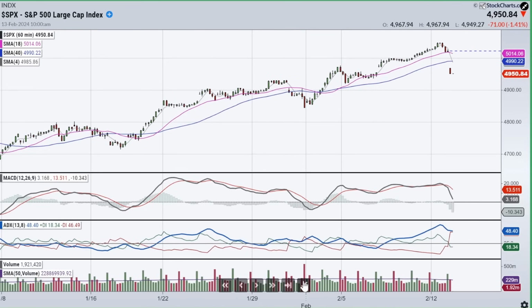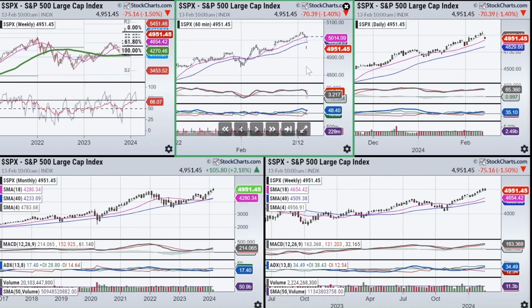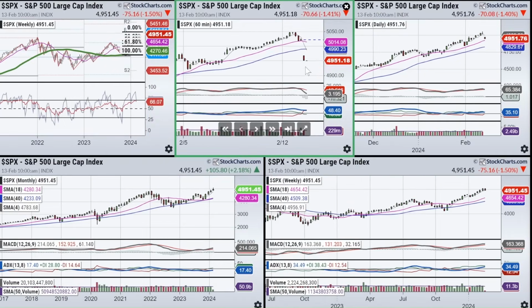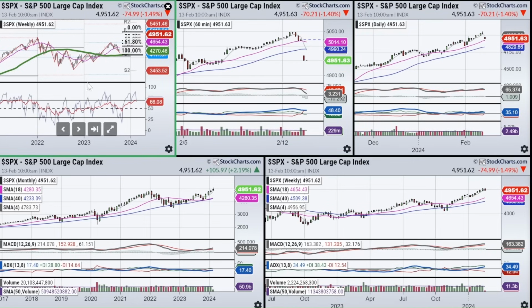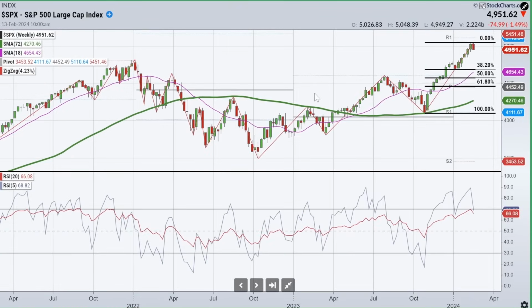I mean, we've got some work to do if we're going to top this thing out and reverse it to the downside. I think that's the most likely scenario, that we go and correct, maybe fill in some area between here and the 18-week. But again, I don't know that I'd be looking for something too violent.